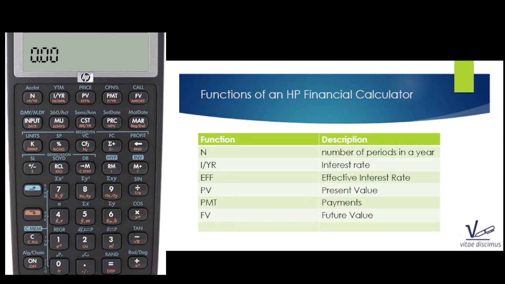Then on to the other functions of the calculator that you'll be using most of the time. It's your N, which represents your number of periods in a year. Normally it's just the period, to say, okay, you want to check how much your money will be worth over a 5-year period. So when you input the period of 5, you then press N to show that is the period that you're looking at.